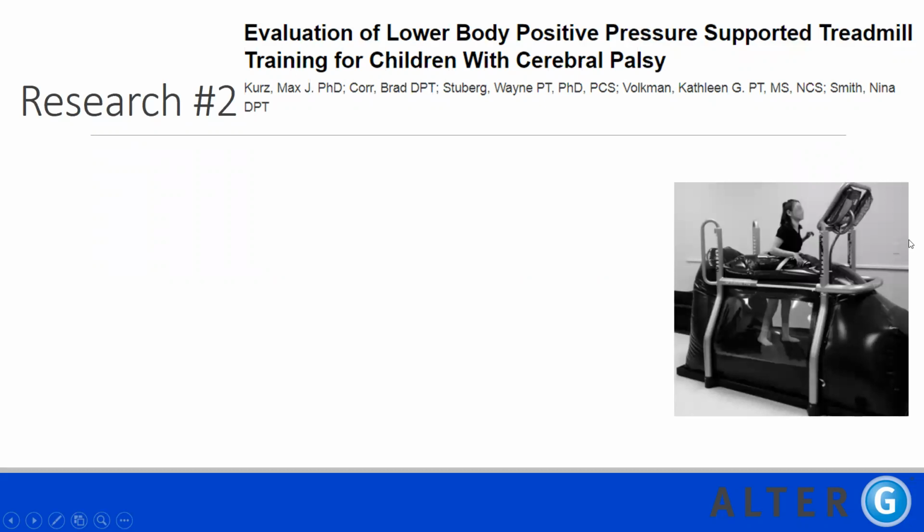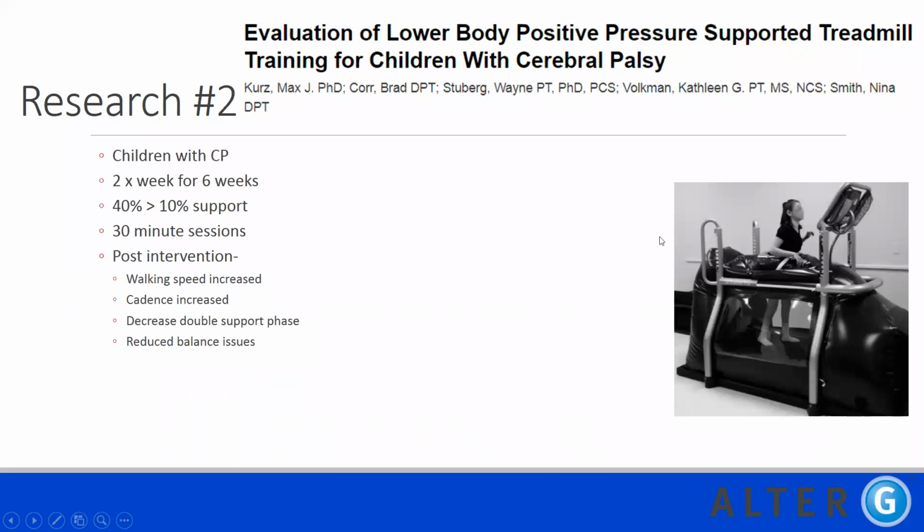So in this study, they used the Pro series, the Pro 200 series, or now the Pro 500 series. Just to give you an idea, it's a little bit bigger of a treadmill. The children used had a median age of 13 years old, both boys and girls. The intervention was over 6 weeks, twice a week. Each week they decreased body weight support, starting at 40% body weight support and working their way down to 10% support. So they increased resistance as they went on as part of their intervention. Each session was 30 minutes long.